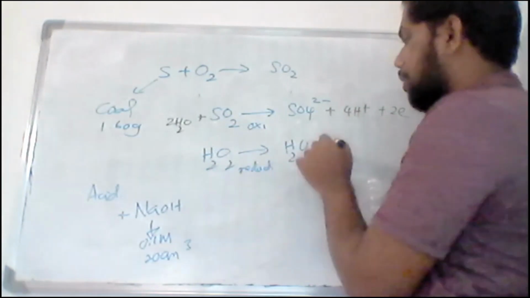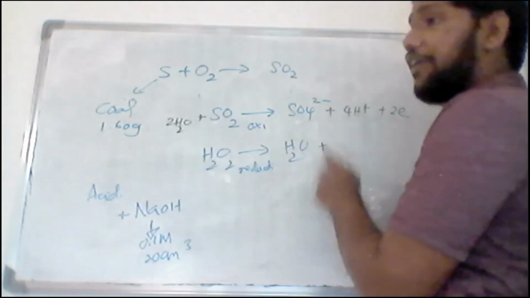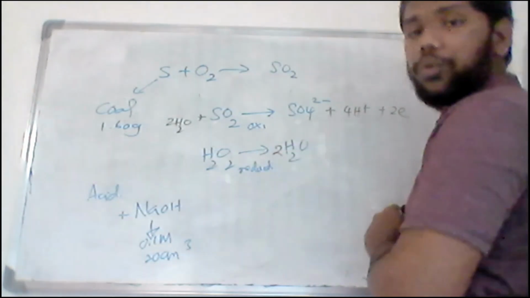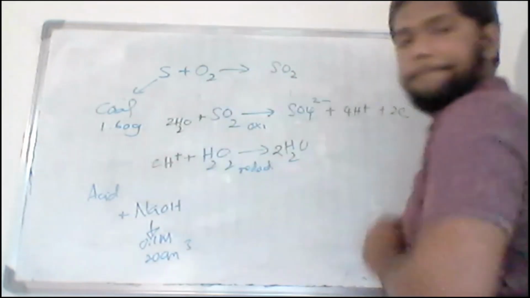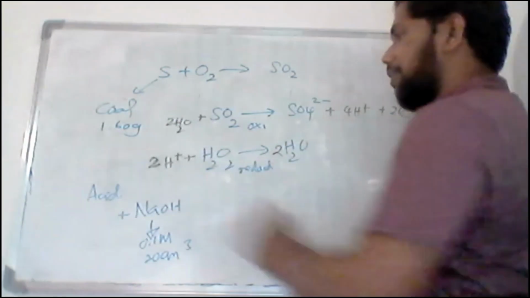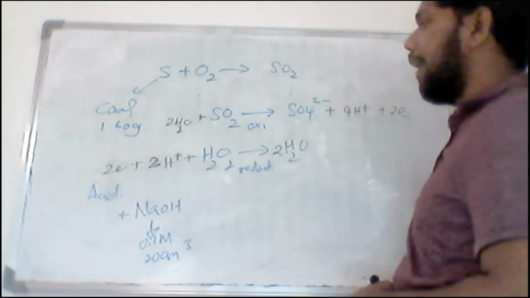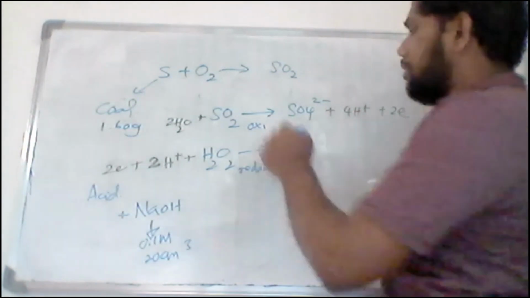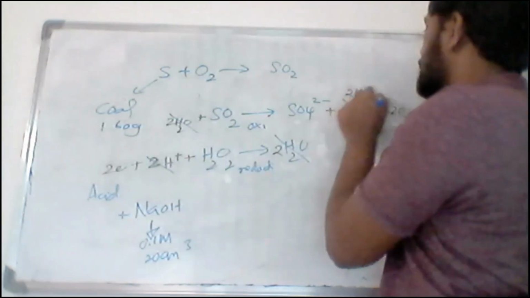There are 2 oxygens here and 1 oxygen there. To add oxygen, we put water, so here it should be 2 water. To balance the hydrogen, I am going to put 2H plus here. Then to balance the number of electrons, I have to put 2 electrons here. So this is balanced, and you can add these two. When you add these two, the H2O is going to cancel out, and the H plus will partly cancel out. There will be 2H plus here.